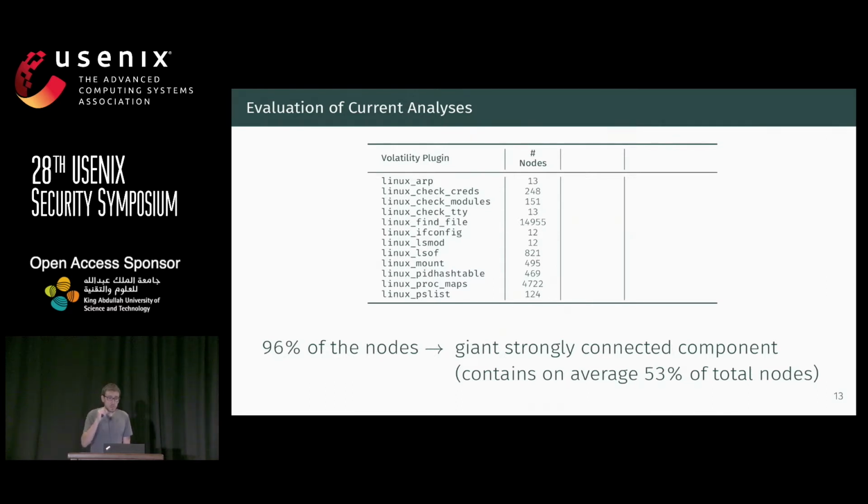Because we found out that 96% of these nodes belong to a giant, strongly connected component inside our graph, which contains on average 53% of the total nodes. And this is a really interesting result, because it means that even if you're missing the entry points inside these connected components, so even if you're missing the position of the kernel global variable, just by finding one node which belongs to this component, you're able to reach all the nodes used by this analysis.